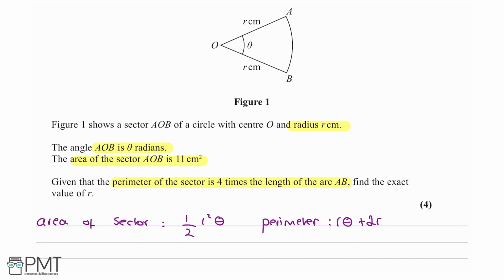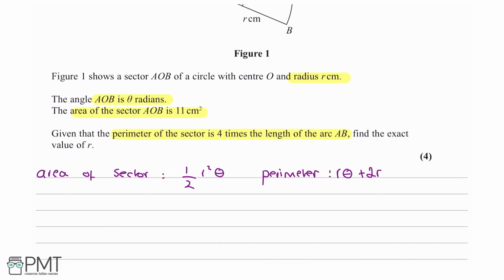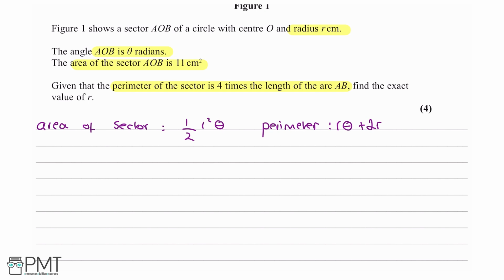Okay, so let's use what we've been given in the question to formulate some more formulas. We are told that the area of the sector AOB is 11 centimeters squared. So we know that half r squared theta equals 11. We also know that the perimeter of the sector is 4 times the length of the arc AB. So we know that r theta plus 2r equals 4r theta.